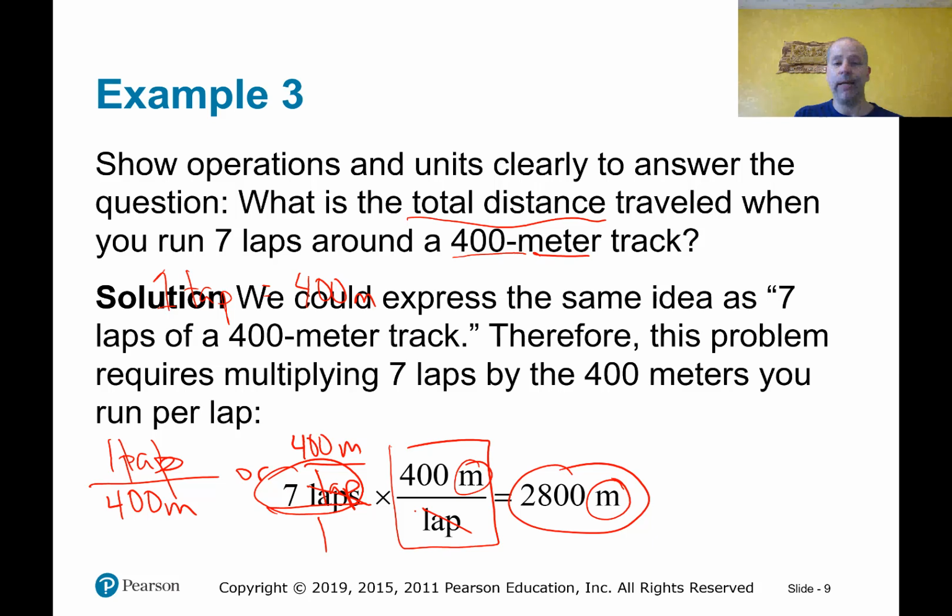And that makes sense, right? So again, ask yourself, does that answer make sense? Yes, it does. Okay, everything makes sense with that answer.